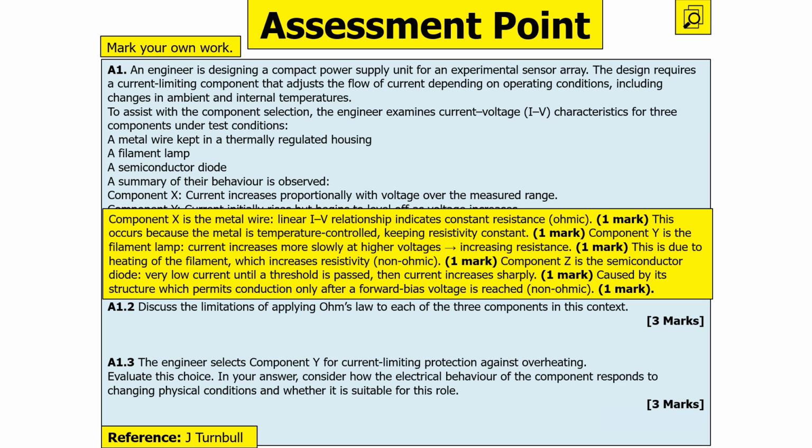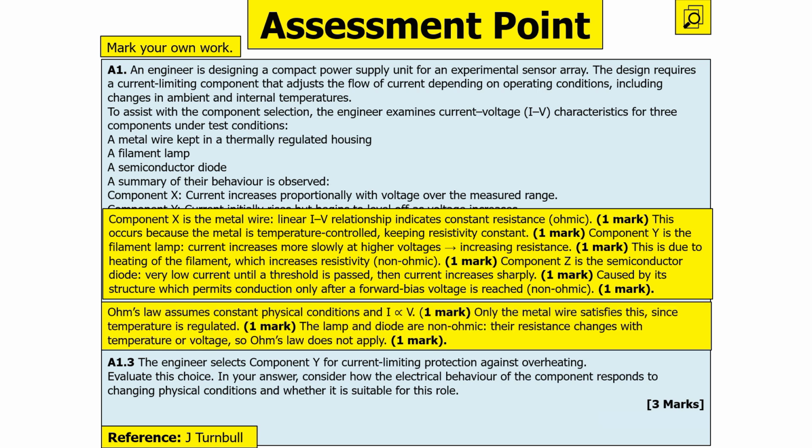There's a very low current until the threshold is passed, then the current increases sharply. So it's caused by its structure, which permits conduction only after the forward bias voltage is reached. Now, the next one, you can understand that Ohm's law only applies to constant physical conditions and the fact that I is proportional to V. Now, only the metal wire will satisfy this since the temperature is kept constant.